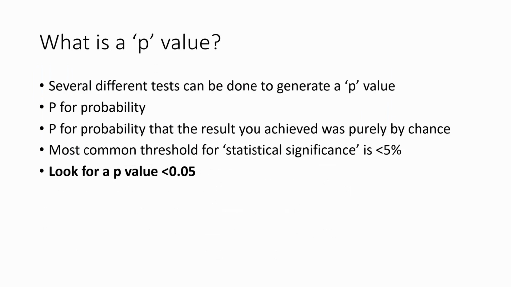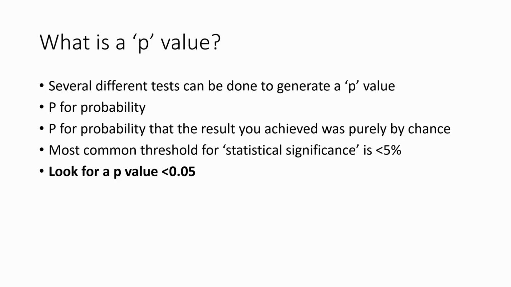If you think of p as a probability, the probability you're looking for is that the result you achieved was either purely by chance or actually due to the effect of the intervention that you were treating. And the most common threshold that's reported for statistical significance is less than 5%. We'll have a quick look at how you achieve that 5%.